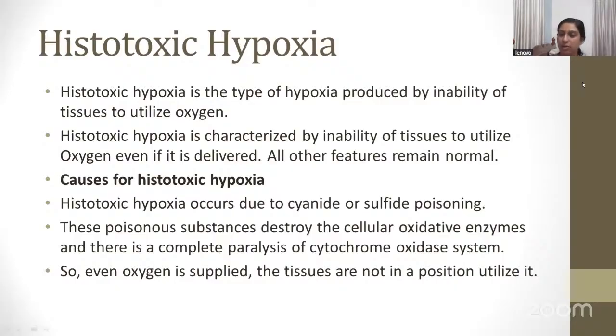Oxygen is delivered and all other features are normal, but the tissue or the enzymes required for the utilization of oxygen are impaired in histotoxic hypoxia. So what are the causes? Cyanide or sulfate poisoning. Here some enzymes are degraded, which can lead to histotoxic hypoxia. These substances can degrade the cellular oxidative enzymes, and there is complete paralysis of the cytochrome oxidase system. So even if oxygen is supplied, the tissues are not in a position to utilize it.